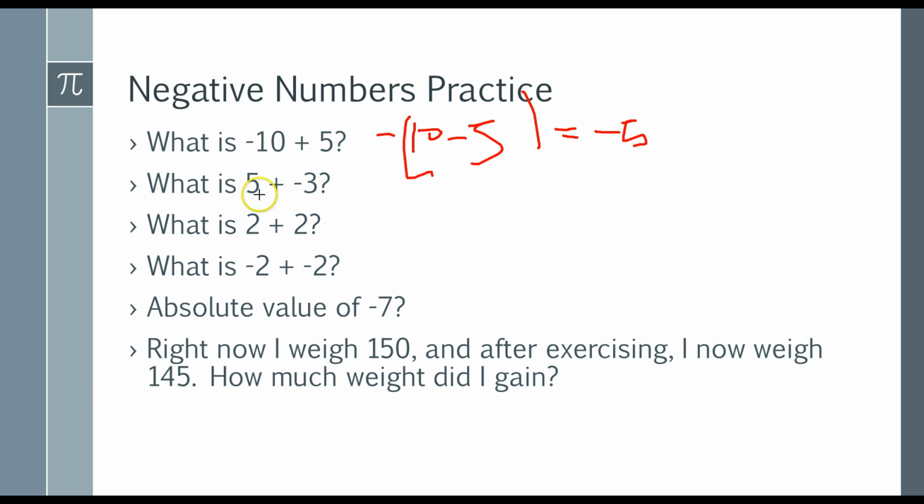The same thing here, these two have different signs. So you take the bigger absolute value, which is 5, put the sign in front of it, and then we subtract the smaller absolute value from the bigger one. So 5 minus 3, and you'll get 2. That's our answer.